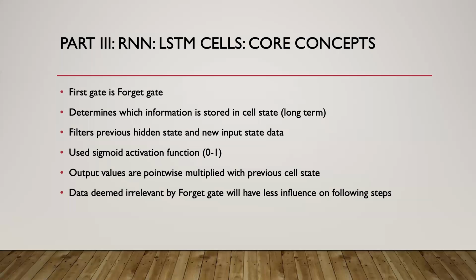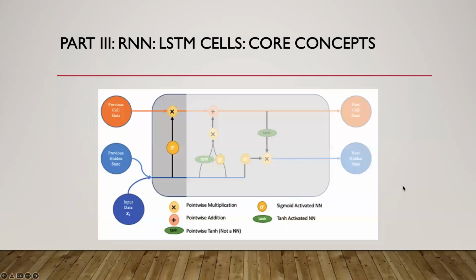And then it uses the sigmoid activation function, which knocks everything to between 0 and 1 with no negative values. Then those output values are pointwise multiplied and then added to the previous cell state, which is like the whole chain. And so data deemed irrelevant by the forget gate will have less influence in the following steps with the next two gates. I know it's all complicated, so bear with me.